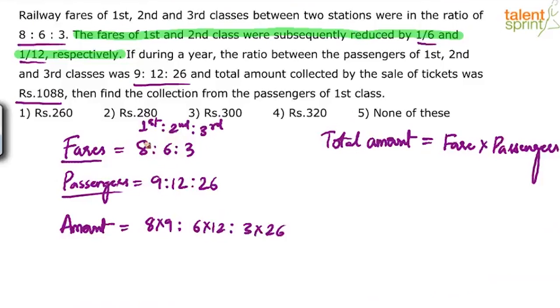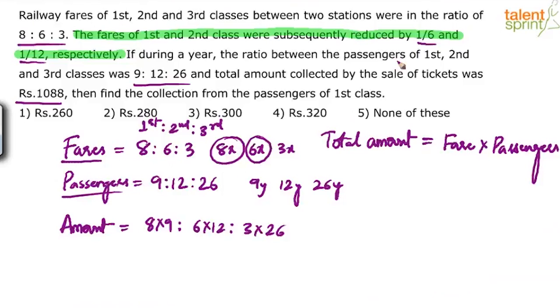Like for example, if the fare, let's assume this is 8x. What do you mean by 8:6:3 here? We can say that the fare of first class is 8x, the fare of second class is 6x, and the fare of third class is 3x. Similarly, number of passengers. We can say number of passengers in first class is 9y, that in second class is 12y, and third class is 26y. And we are trying to do a multiplication of respective terms here, like 8 into 9, 6 into 12, and 3 into 26 to get the ratio of the amount. But before we go to the amount, we have to reduce the fares of first class and second class.